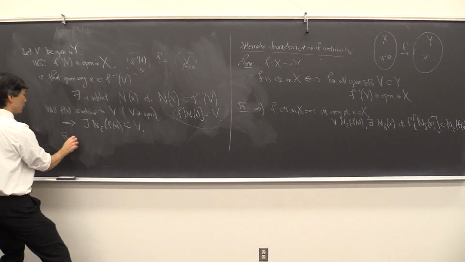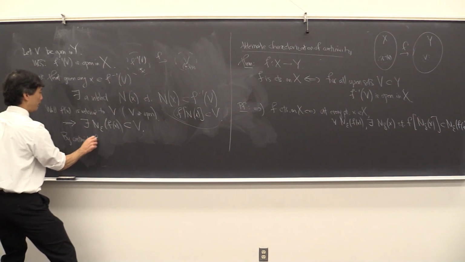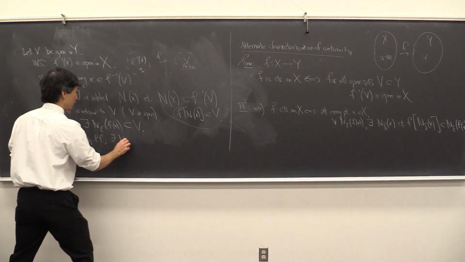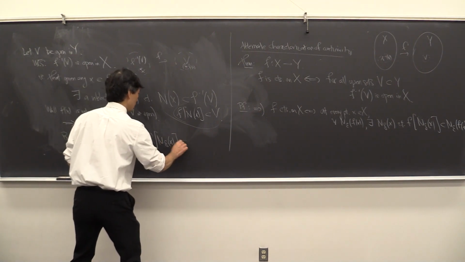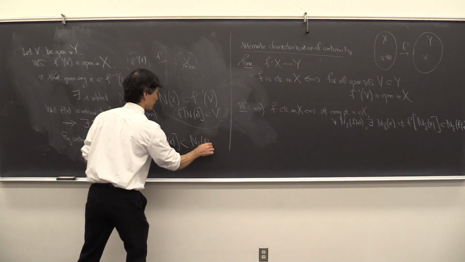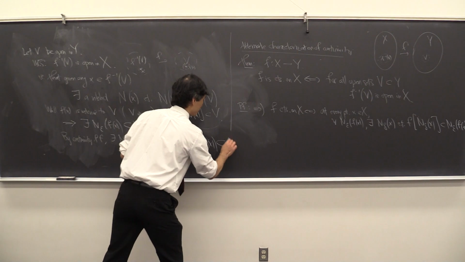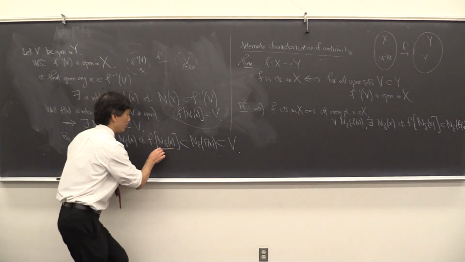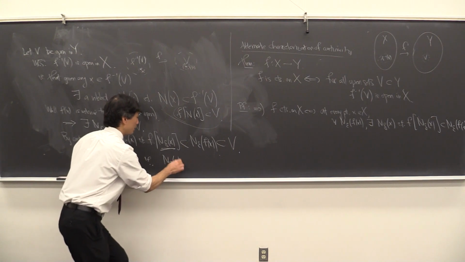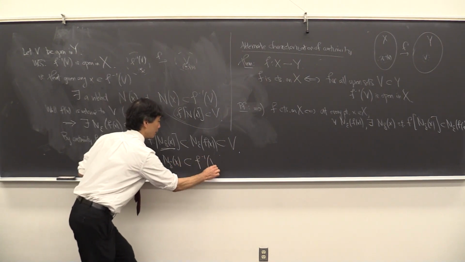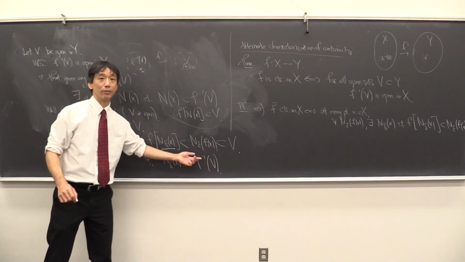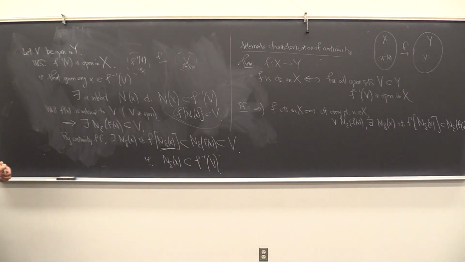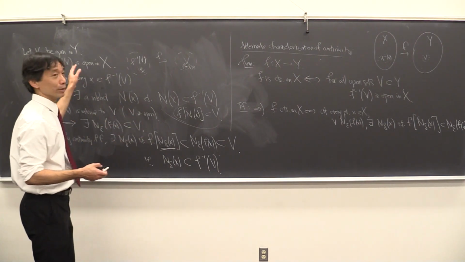So by continuity of f, we know that there exists a delta neighborhood around x such that f of the delta neighborhood is contained inside of that epsilon neighborhood, which is contained inside of V. So this delta neighborhood of x is contained in f inverse of V. f of the neighborhood is in V, so the neighborhood is in the preimage of V. It's not really proper to say f inverse because this function might not be invertible. I should say preimage.